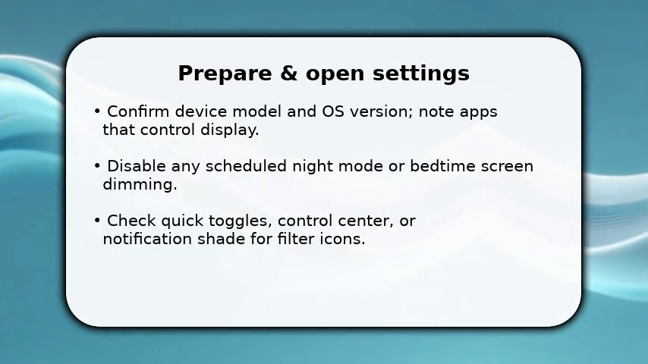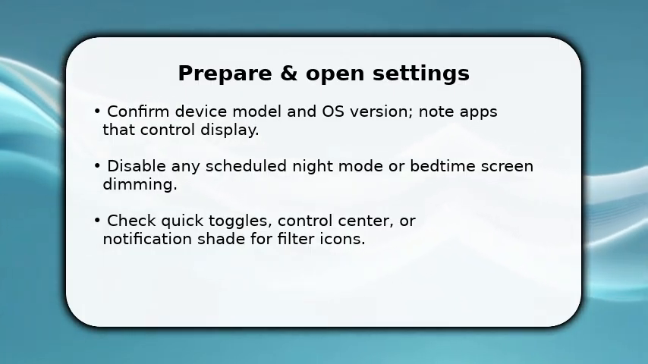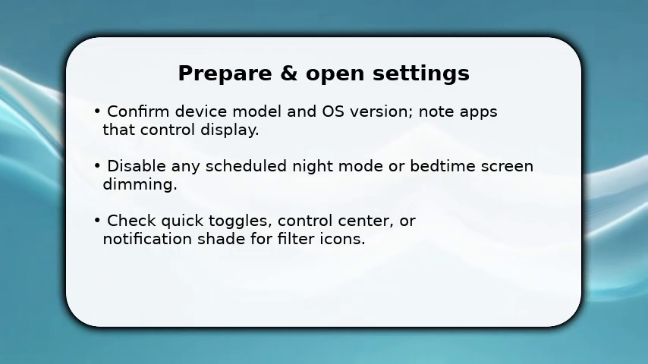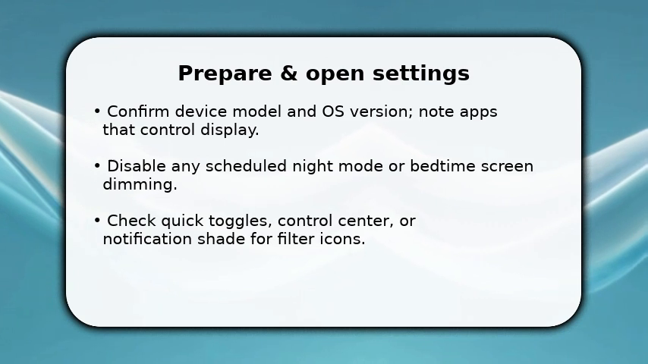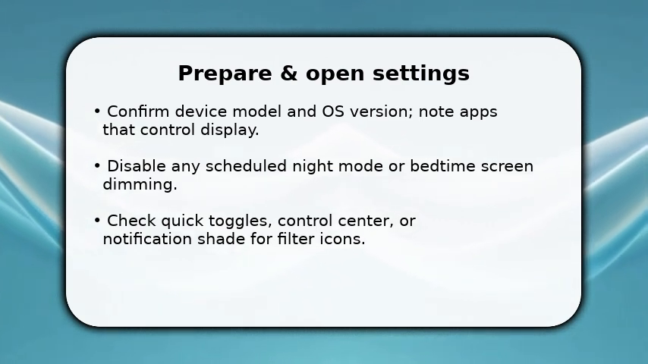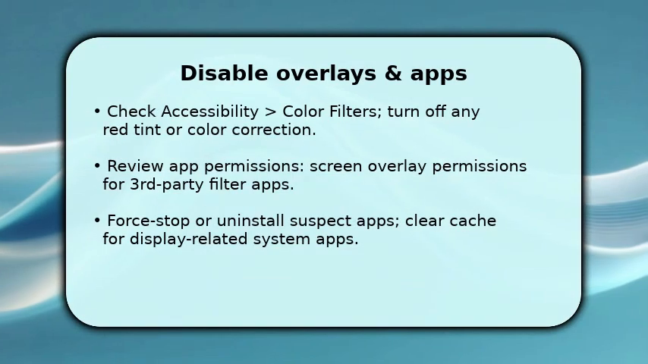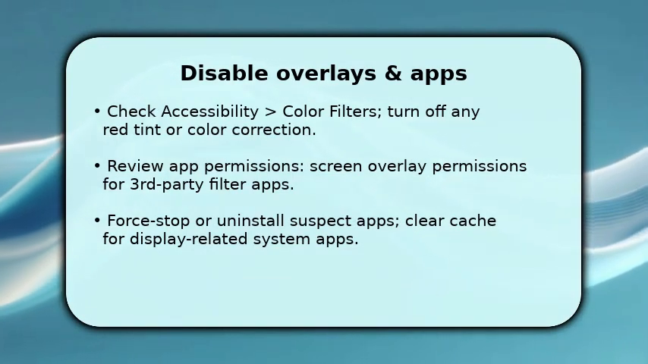If you see a quick toggle in the Control Center or Notification shade, toggle it off now. Also check any manufacturer utilities or bundled apps that can apply a red overlay so you don't miss hidden filters. Once done with basic settings, dive deeper into overlays and accessibility.